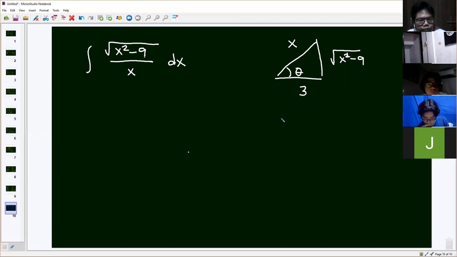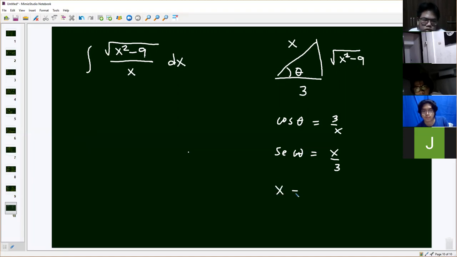Obviously, what you have here in terms of cosine theta is 3 over x. Right? So secant theta is x over 3. So ang ipapalit natin is x equal to 3 secant theta.